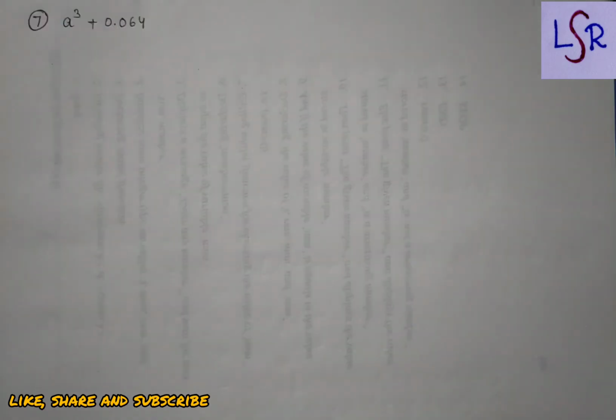Now in question number 7 we have got this a cube plus 0.064. This 0.064 can be written as 0.4 to the whole cube, and after this we have got this expression in the form of a cube plus b cube, and now we can write this in this form. After that we have to just solve this one, and we finally get this.